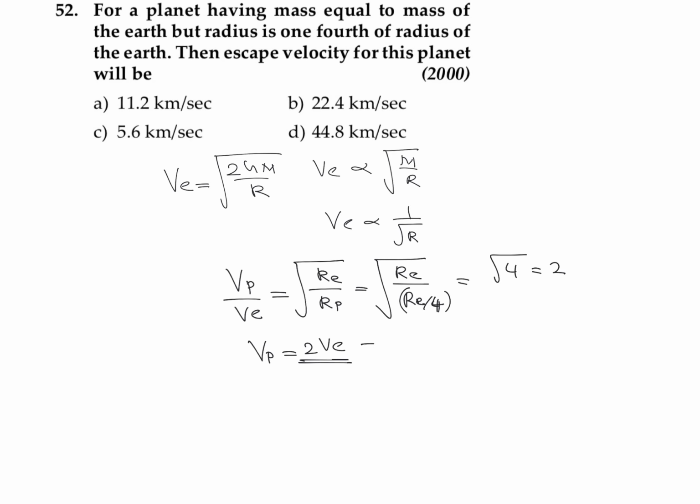And we know the value of escape velocity on Earth's surface is 11.2 km per second. So it is going to be 22.4 km per second.